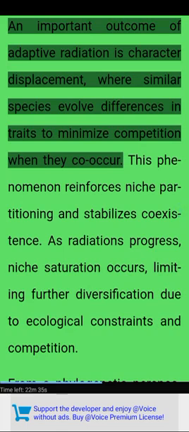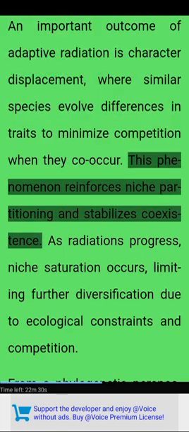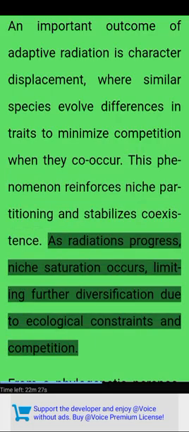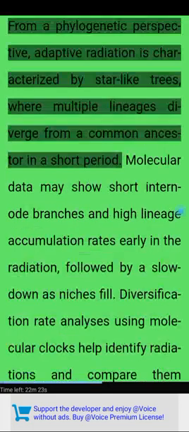An important outcome of adaptive radiation is character displacement, where similar species evolve differences in traits to minimize competition when they co-occur. This phenomenon reinforces niche partitioning and stabilizes coexistence. As radiations progress, niche saturation occurs, limiting further diversification due to ecological constraints and competition.